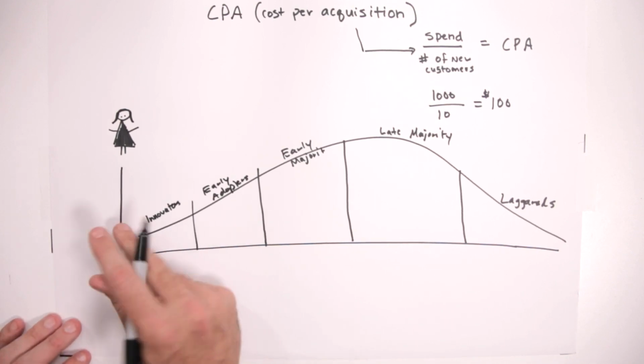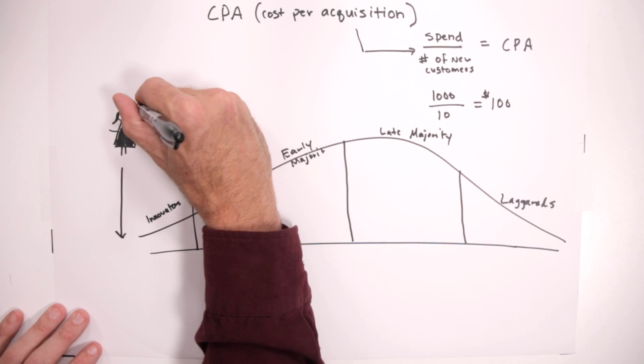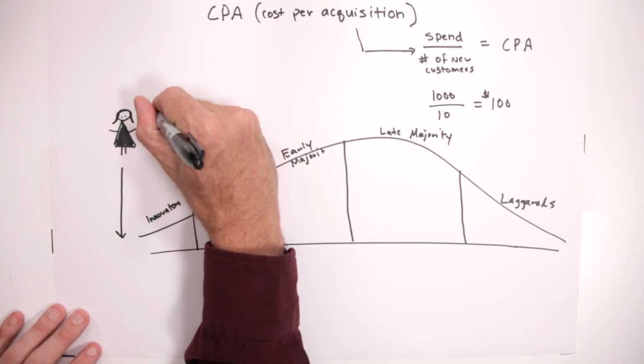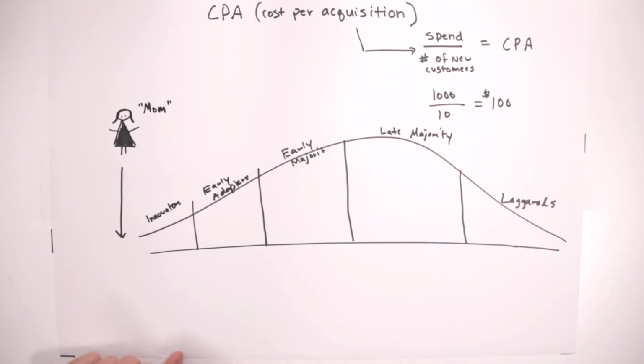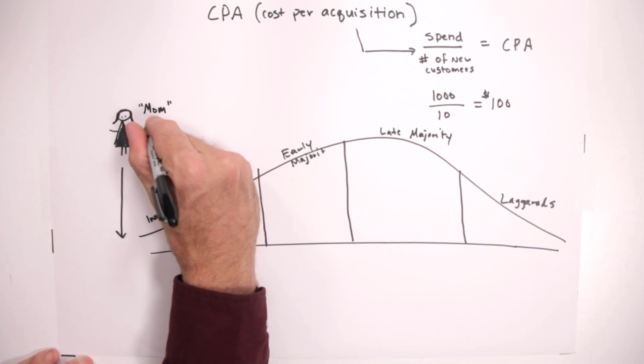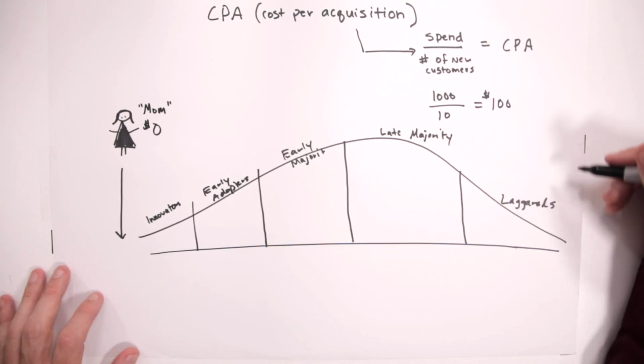Here's what I mean. Let's start at the very beginning of your brand, the day you're launching your business. And here is everybody's favorite customer, Mom. Mom buys anything that you're selling. The cost to acquire Mom is $0. She is your biggest fan in the world, and despite the fact that she may not be innovative, she is free to acquire every time because she loves you so much.